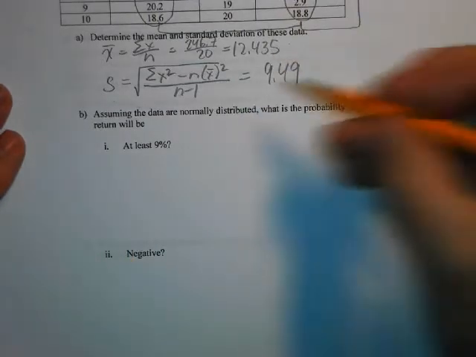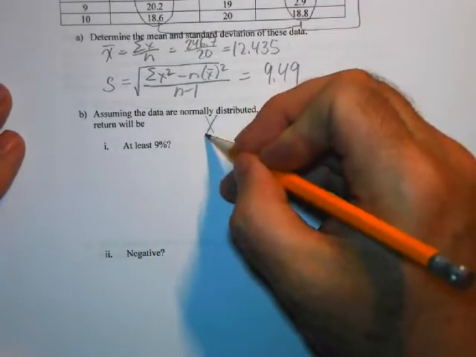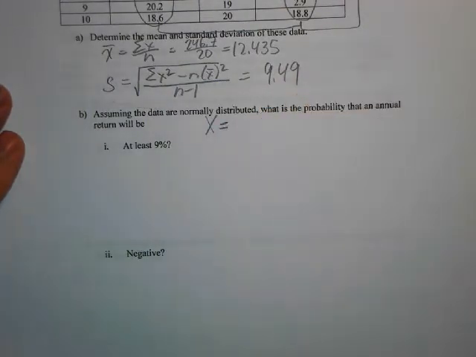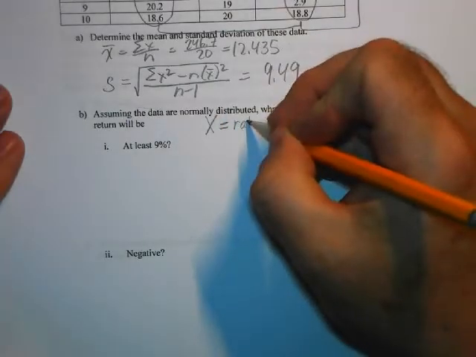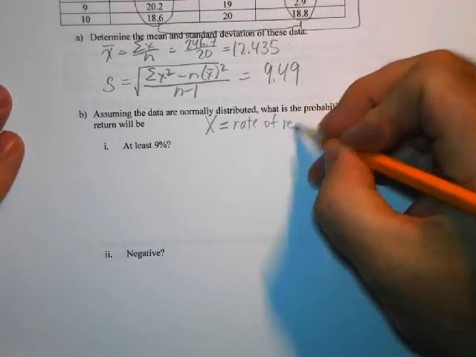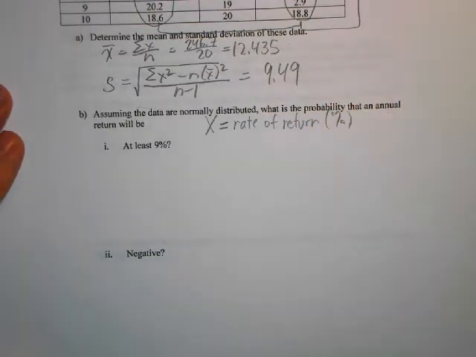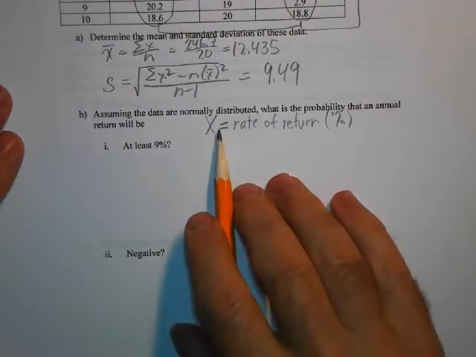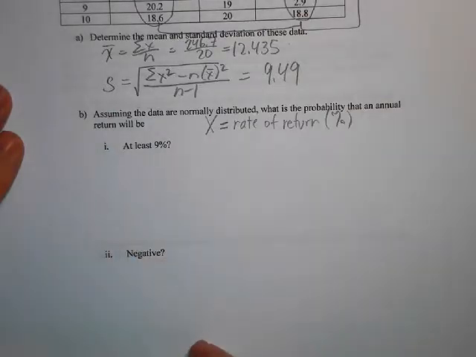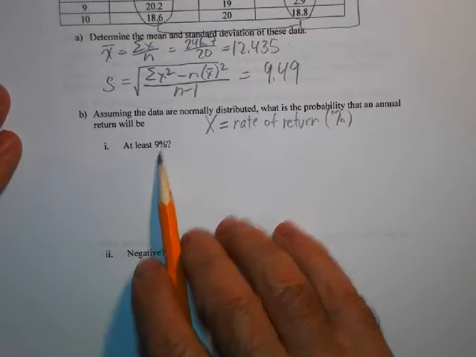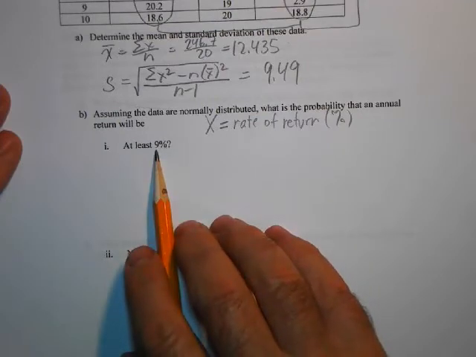So the first thing I'm going to do before I start working with probabilities is look at my random variable, and that's going to be x as usual, the rate of return, in percent. Like I've said several times before, you can't just start using probability x is greater than something without defining what x is. This will apply to all the remaining questions because they're all about rate of returns. This is at least 9%, and the units are already in percent, so I don't have to change it to 0.09, it's just 9.